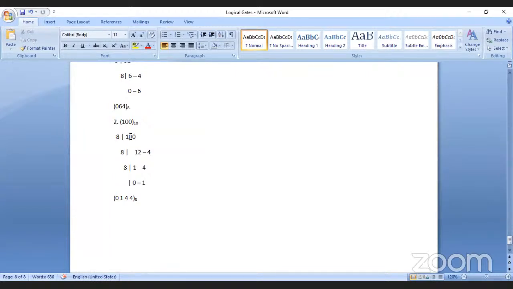Second point. Next, I need to find out the remainder in each step. Whatever the value here, I have to write here. Whatever the remainder, I have to write here. Understand? That is the third point. These three points are clear, right? Yes, sir.